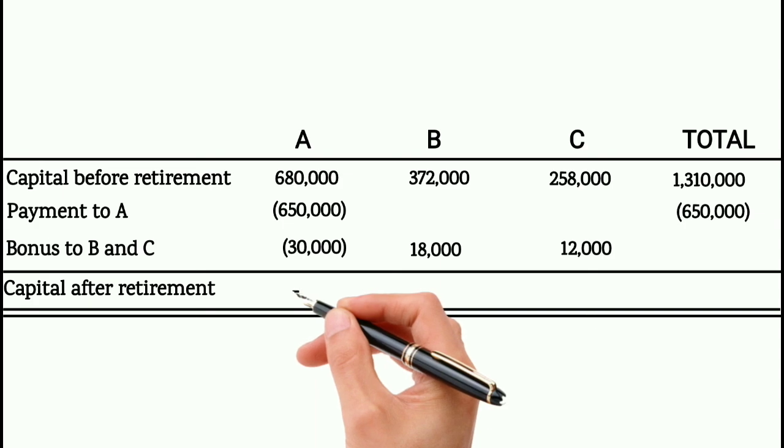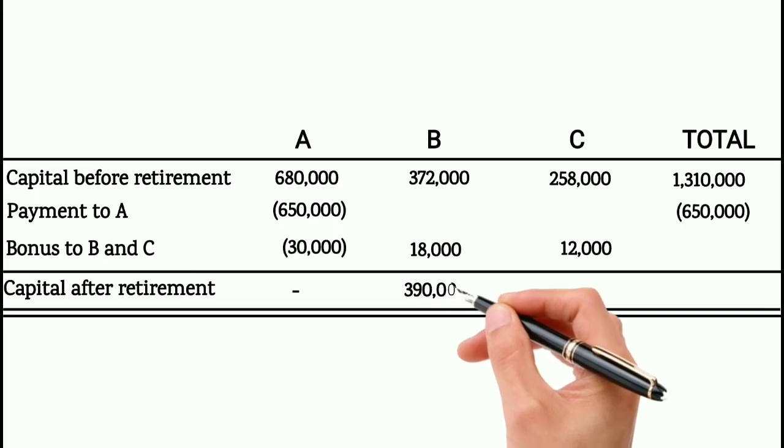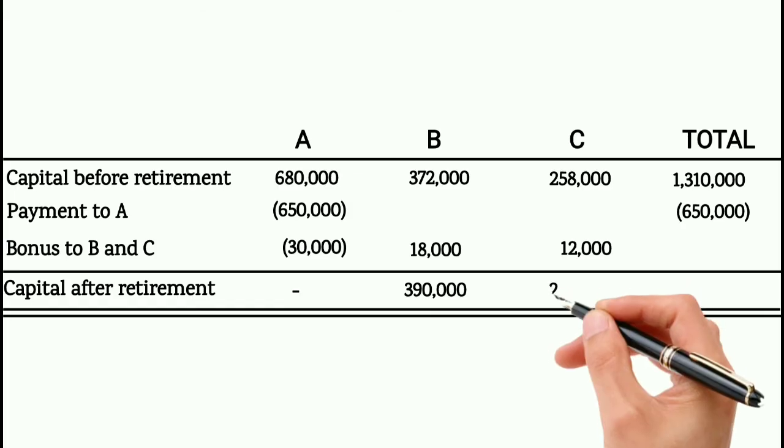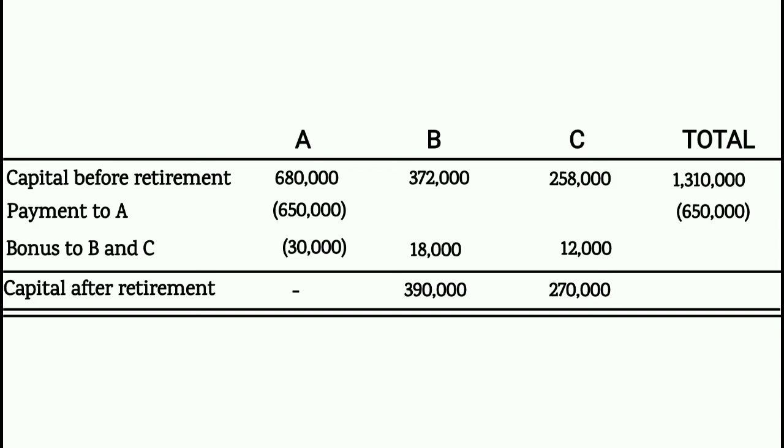For A, of course, 0 na yan since nag-retire na si A. For B, 372,000 pesos plus 18,000 pesos. That is equal to 390,000 pesos. For C, 258,000 pesos plus 12,000 pesos. That is equal to 270,000 pesos. All in all, the total capital after retirement is 660,000 pesos.